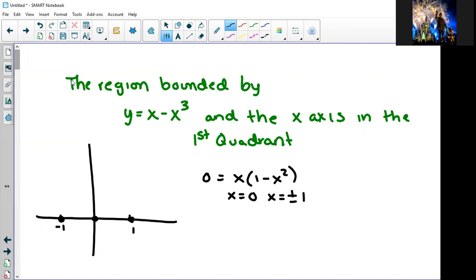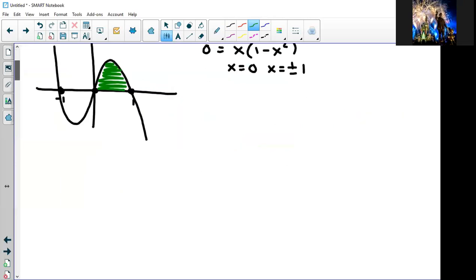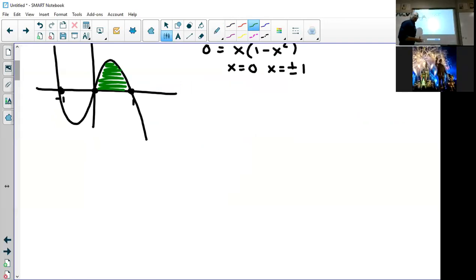0, and now be careful here. This is x minus x cubed. So since it's a negative lead coefficient, it's going to go down and then up and down, something like that. And so we're looking at the region in the first quadrant. So we're looking at this region, since we're also using the x-axis. That is going to be our shape that we are going to revolve about all these different things. So let's start off with something easy.